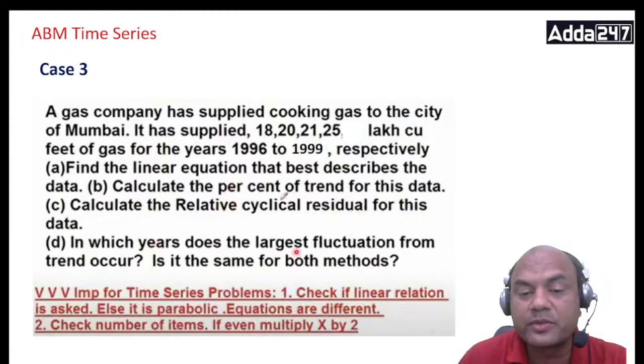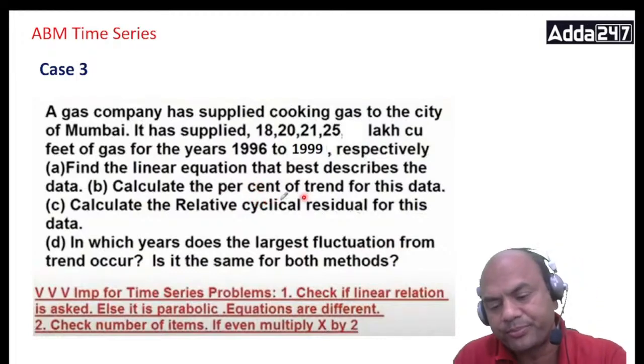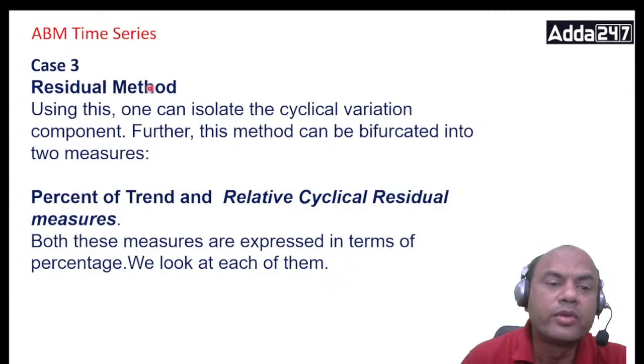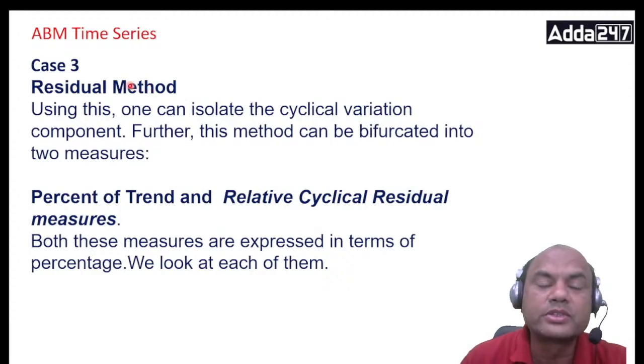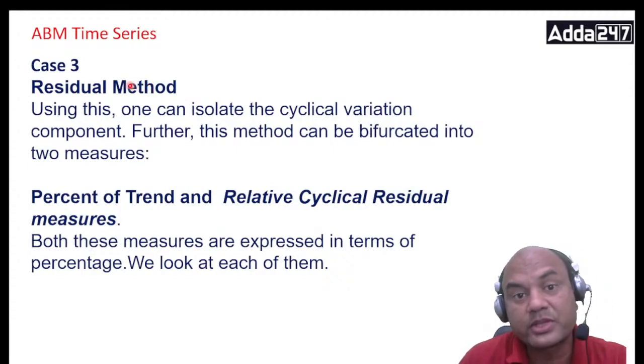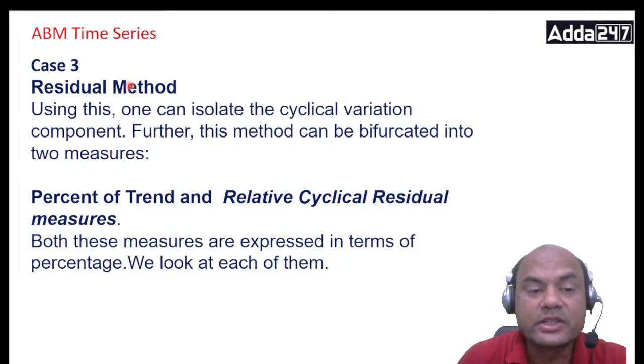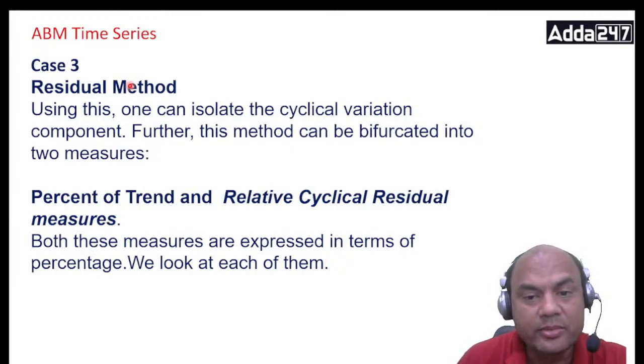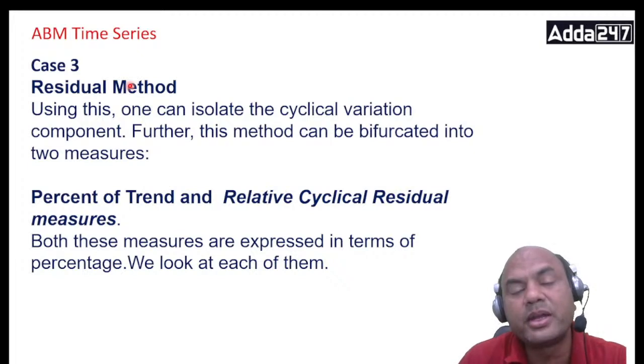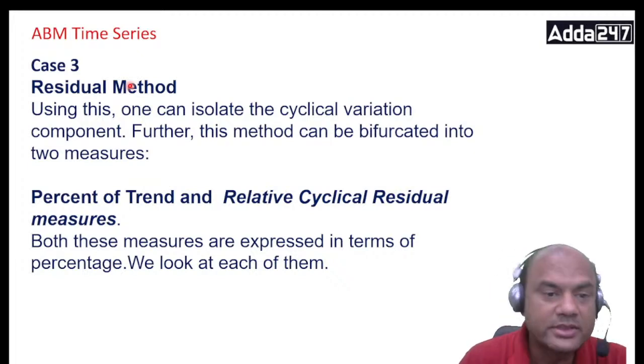In which year does the fluctuation from the trend occur? Is it the same for both methods? So there are two methods of coming to the fluctuation. I'll teach you that now. Firstly, understand there are two methods to study the trend fluctuations. First is the residual method, which will be divided into two parts again.